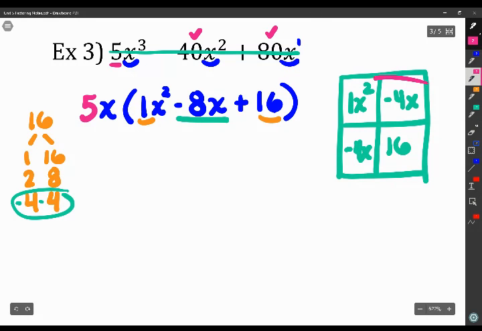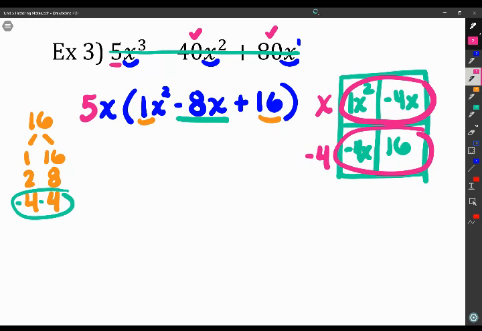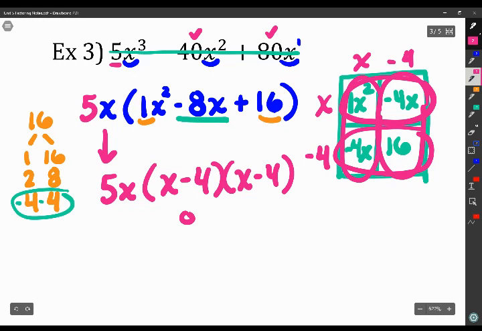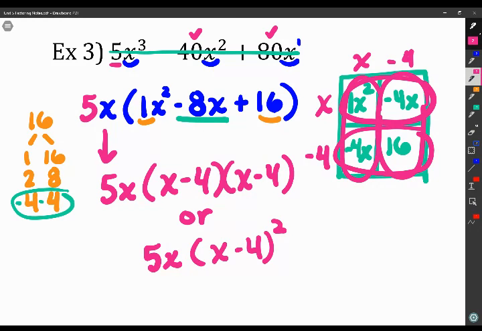So when I take out greatest common factor, I take out an x. Greatest common factor, I'm going to take out a -4 because 4 is the greatest common factor. -4 divides into 16 evenly, so we write it down. And then going the other way, we take out an x and we take out a -4. So the 5x comes straight down, and then what's on top is x minus 4, and what's on the side is x minus 4. This can also be written as 5x times x minus 4 to the second power. Either is correct, so it's however you want to do it.